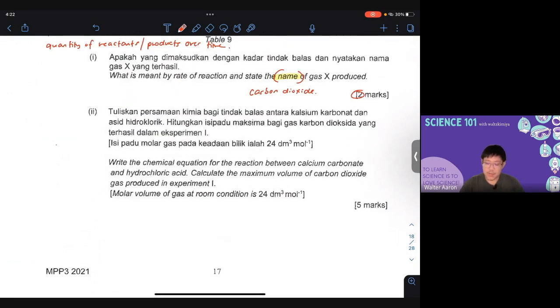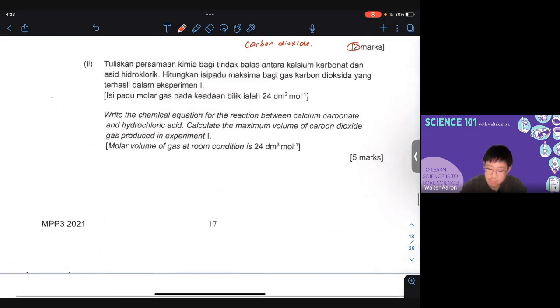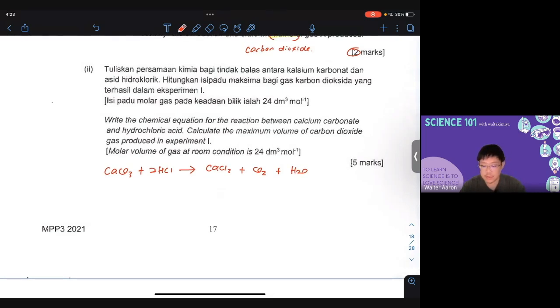Okay, and then say here, write a chemical equation for the reaction between calcium carbonate and hydrochloric acid. Calculate the volume of carbon dioxide produced, maximum volume. So we'll start with the chemical equation. So there will be CaCO3 plus 2HCl. And then you have your CaCl2 plus CO2 plus H2O. Okay, so that gives you 1 mark already. Usually 2 marks for the chemical equation. So here we'll give you 2 marks already.